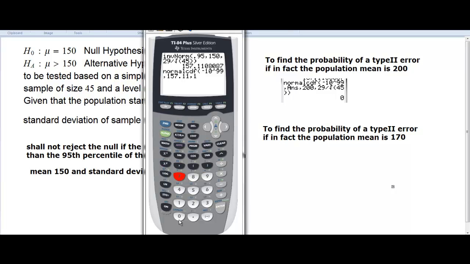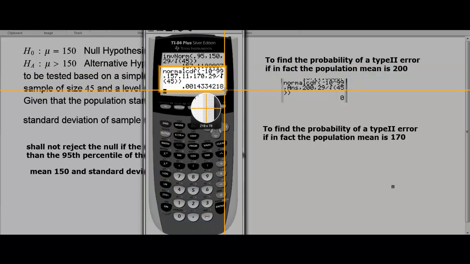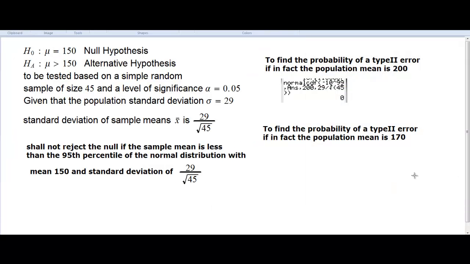Here if we put 170 and then again 29 divided by square root of how much? 45. So this time it's like 0.001. So this will still work pretty powerfully. It depends on what you really want to do. We just saw how to do the calculations. Okay, and we'll do one more example and then move on.